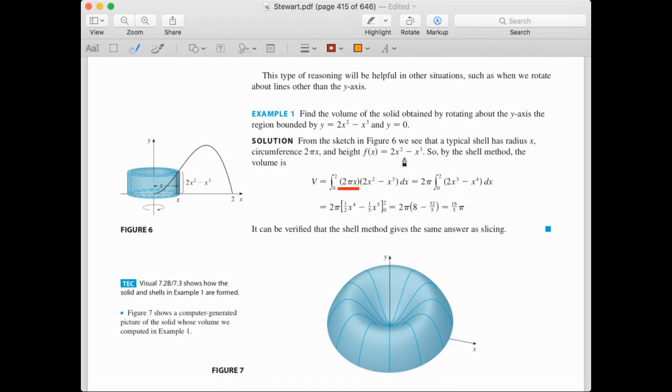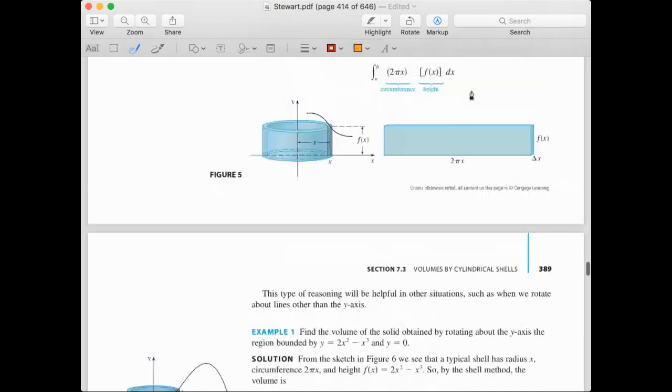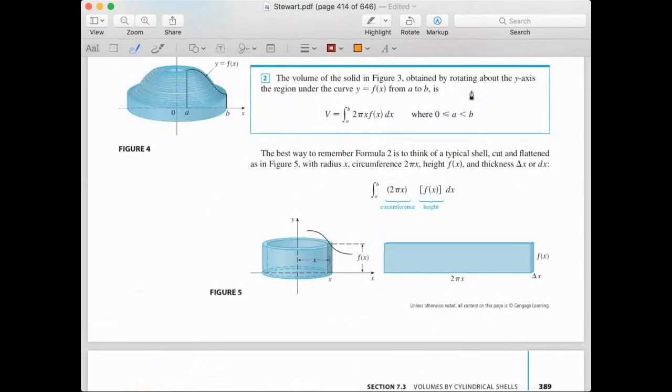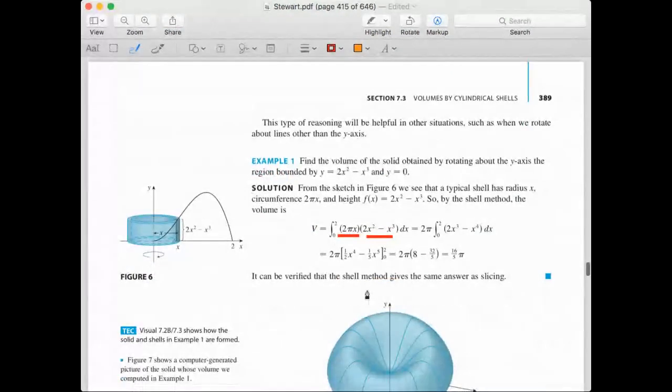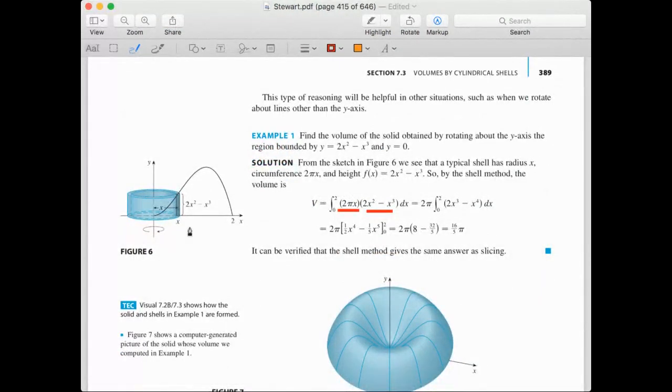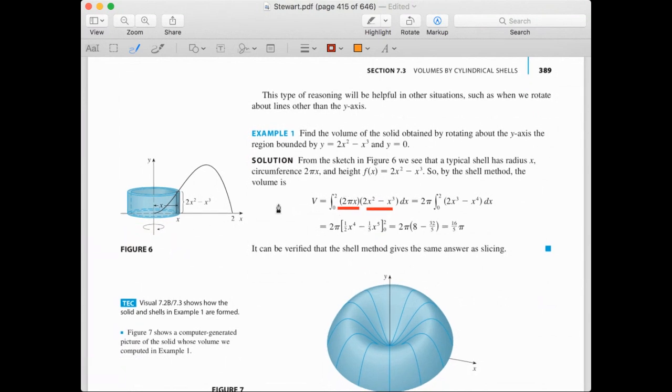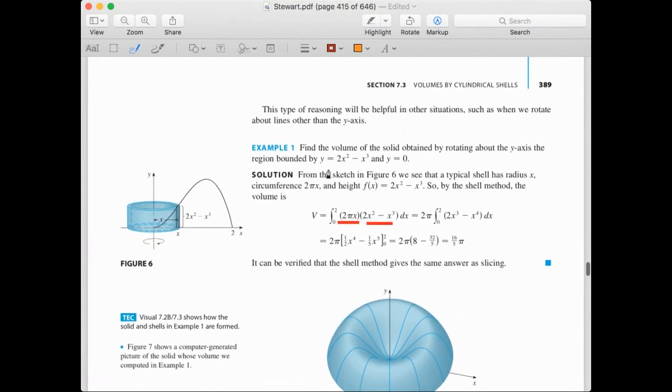So f of x equals 2x squared minus x cubed, right? So that's h in the beginning, or just the f of x function value. Then we're cutting along the x-axis from a to b. Well, how do we figure out from a to b? Right? Those two functions, the intersection of those two functions, we just set this one equal to 0.